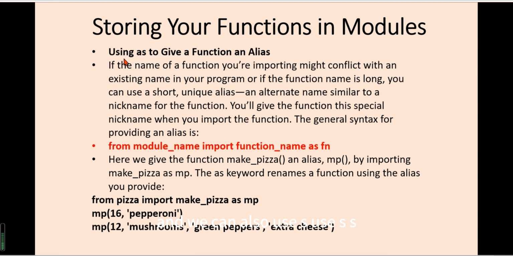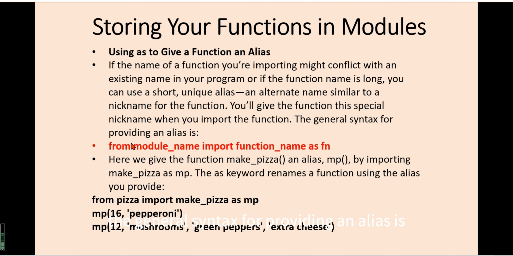And we can also use 'as' this word to give a function an alias. So if the name of a function you are importing might conflict with an existing name in your program, or if the current name is long, you can use a short unique alias, an alternative name similar to a nickname for the function. You will give the function this special nickname when you import the function.